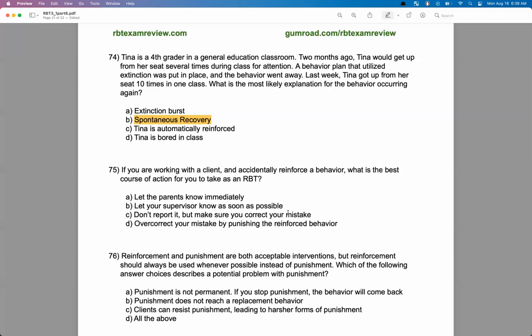All right. So C, D, not correct. B, not the strongest answer, right? But still a good answer and the best one we have. Remember, we need the best answer on the RBT exam. And the best answer here is if you make a mistake or you accidentally reinforce the behavior, immediately let your supervisor know and go from there.